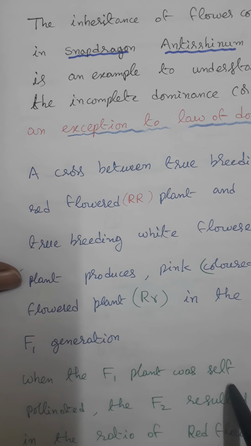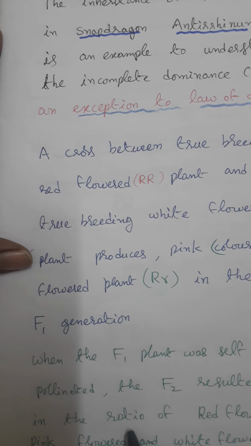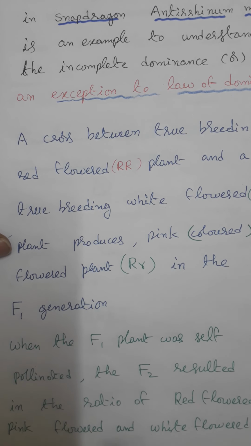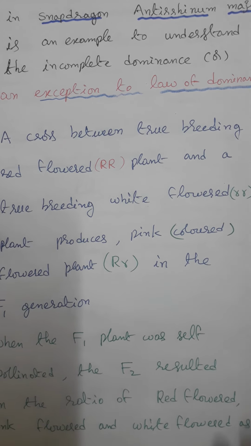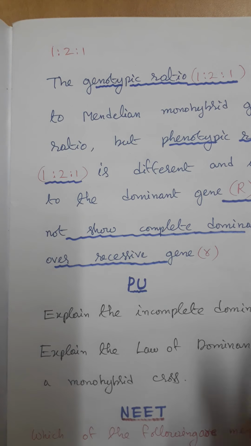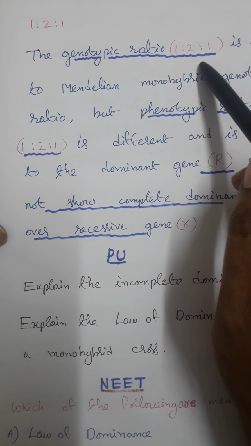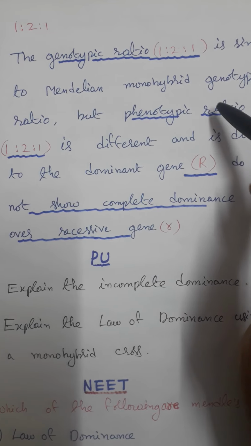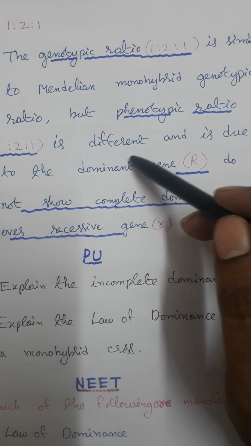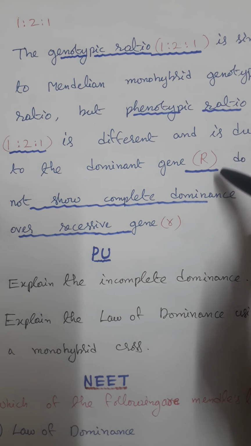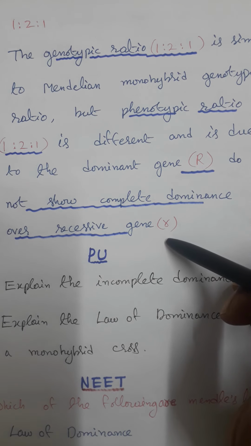When the F1 plant was self pollinated, the F2 resulted in the ratio of red flowered, pink flowered, and white flowered as 1 is to 2 is to 1. The genotypic ratio 1 is to 2 is to 1 is the Mendelian monohybrid genotypic ratio, but the phenotypic ratio 1 is to 2 is to 1 is different and is due to the dominant gene capital R not showing complete dominance over the recessive gene small r.